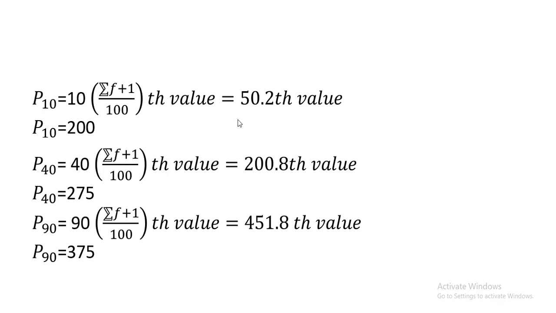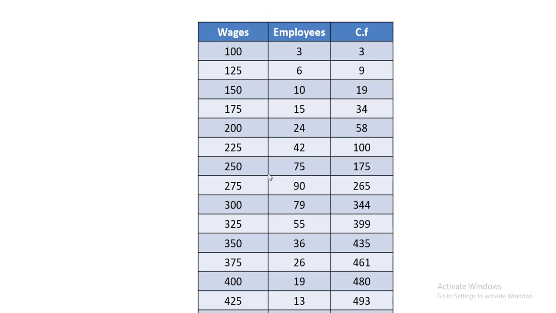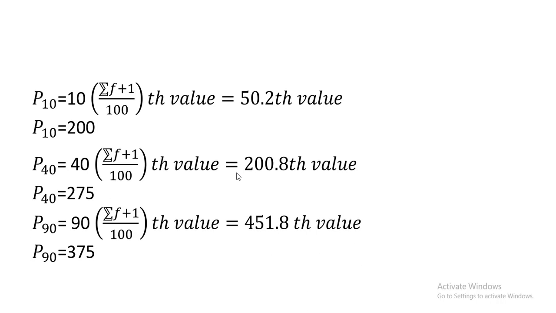Now if we look for P40, it's the 200.8th value. If we go back, 200.8 means 200 and 201. Both these values lie in this class, and the observation for this class is 275. So the P40 answer is 275.